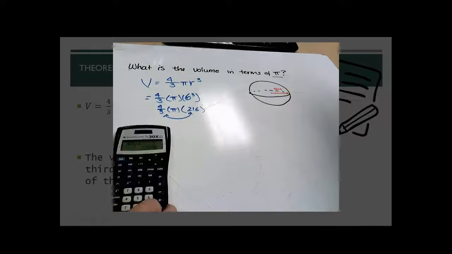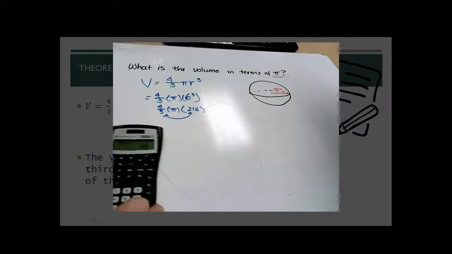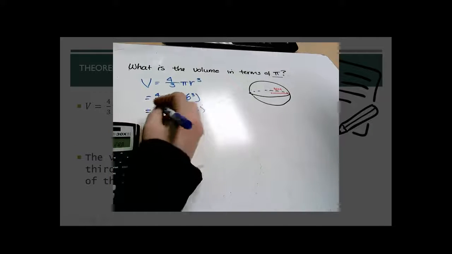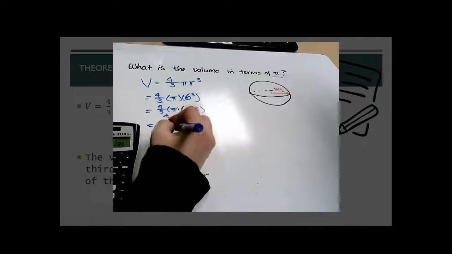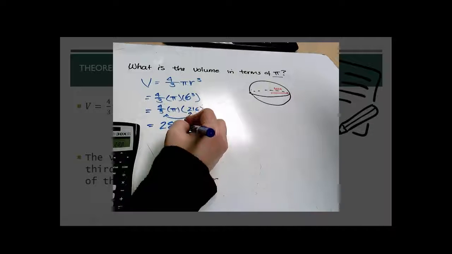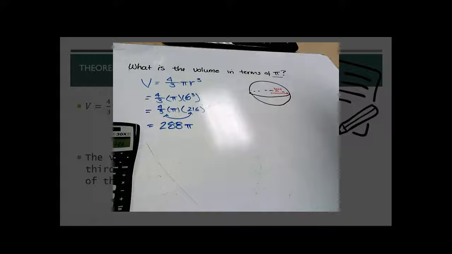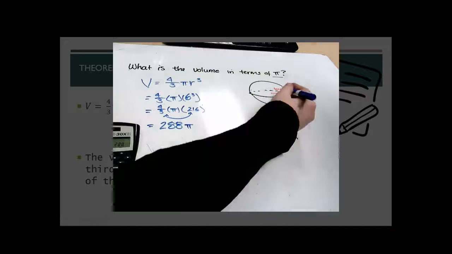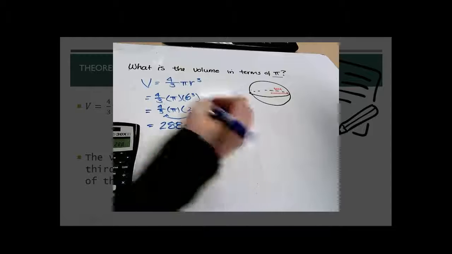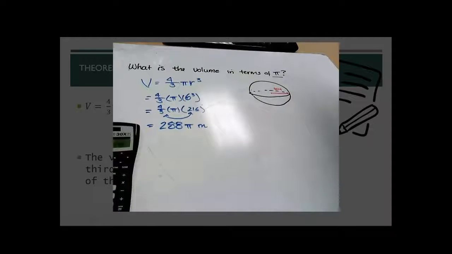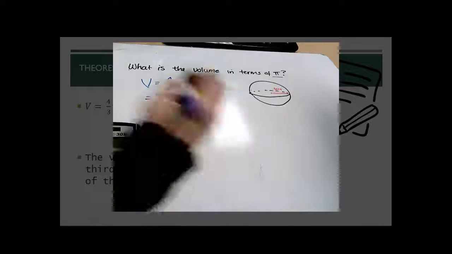And that gives me an answer of 288. And the pi comes along with it. In the end, Carol always wants to make sure that we remember to put our units on there, so make sure we mark that as cubic meters.